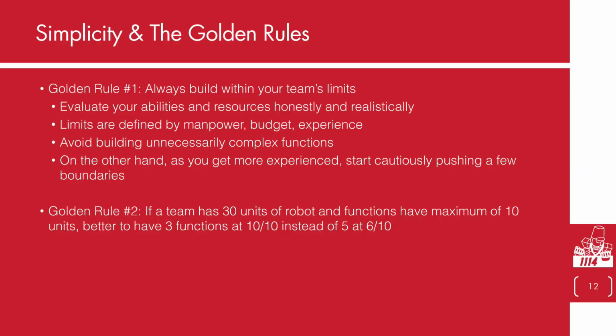The next one. Golden rule number 2. Now that you've figured out your limits, if a team has 30 units of robot functions, and robot functions have a maximum of a 10, it's better to do 3 things at 10 out of 10 than 5 at 6 out of 10. The jack of all trades is the master of none.